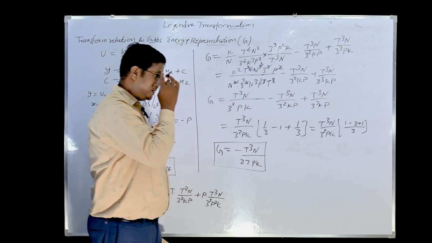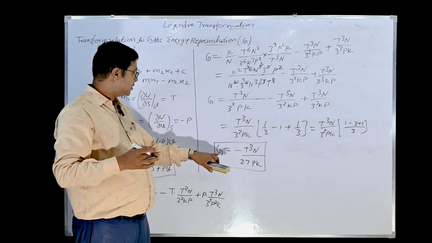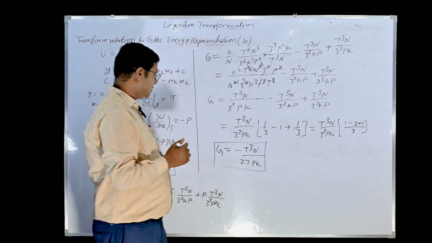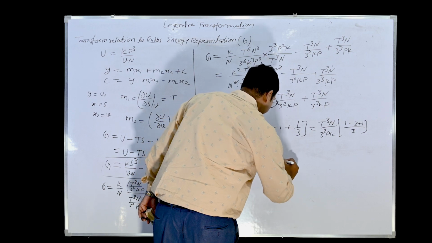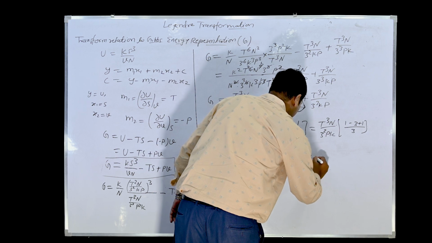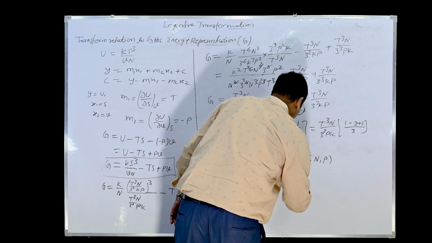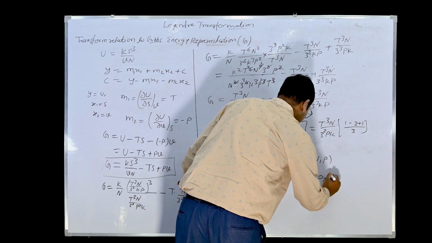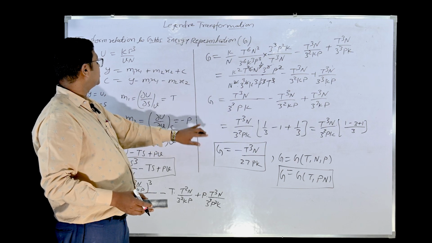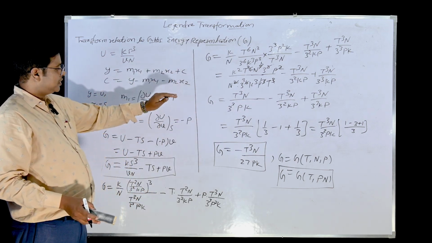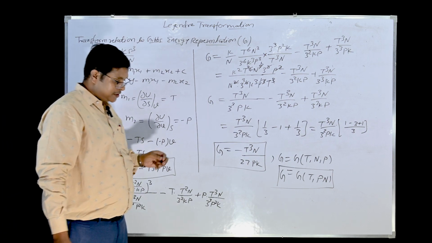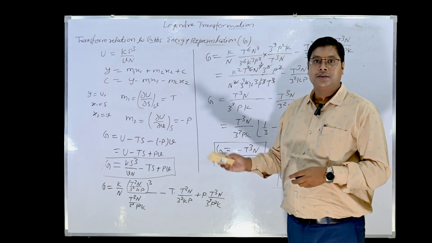This is the final formula of the final representation in the form of Gibbs energy of the given relation, and we can see here G is now a function of T and P. So G is a function of T and P, or T, P and N. So this is the final Legendre transformation for Gibbs energy of the given relation, which was given in the form of internal energy. There is another, the inverse Legendre transformation.